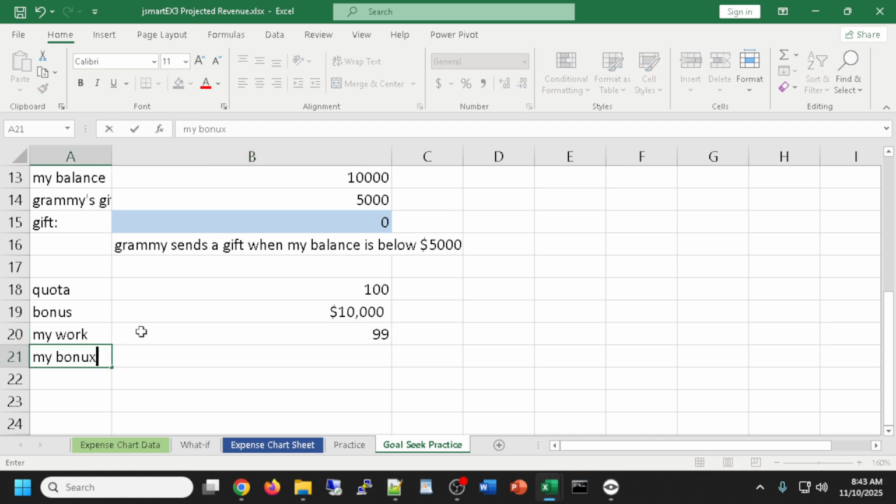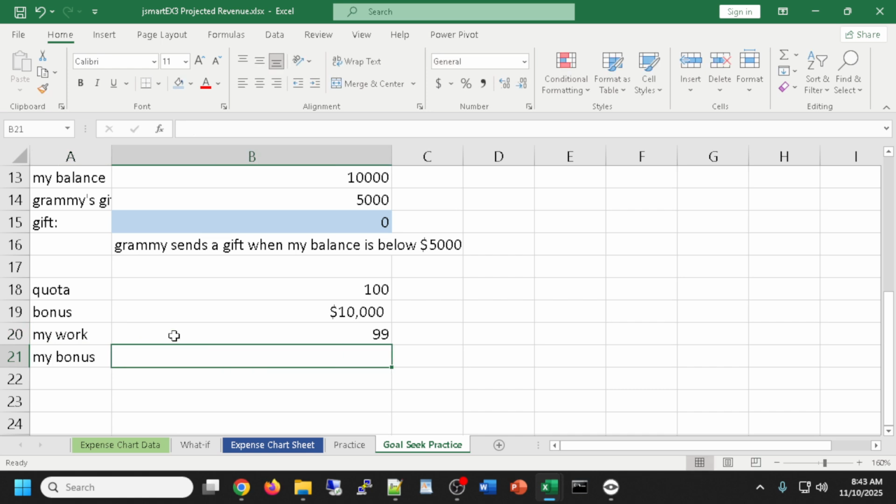My bonus. What's the formula for my bonus this month? Give you a chance to think about it. It starts with equal if. Think about what the logical test is. It's implied in the words. I didn't write it out as a sentence. I guess you could imply you get your bonus if you met your quota. So what will be the logical test?